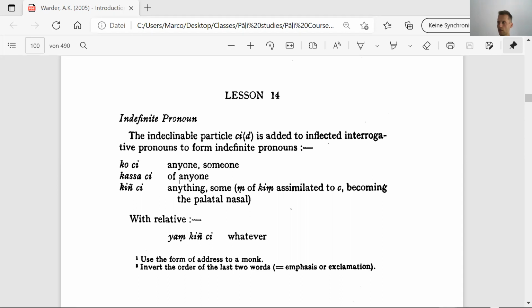So the suffix is indeclinable, but the interrogative part declines according to the function that the indefinite pronoun is playing in the sentence. Now we have a few examples. Kochi, anyone, someone. Kasachi, of anyone. Kinchi, anything, something. Here, notice the niggahita changes into the palatal nya.